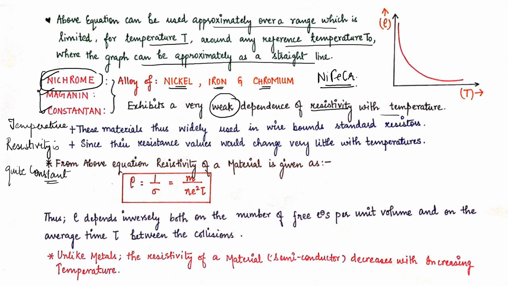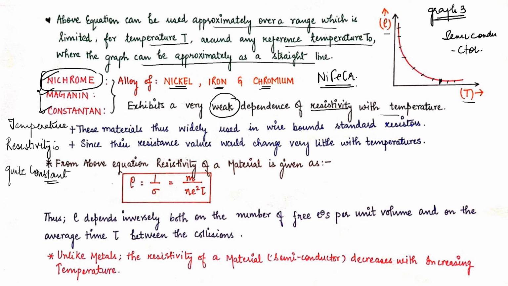This is also a very important question with respect to your board and entrance exams. Now, we'll see graph number 3 over here. This graph is for a semiconductor. It shows the relation between resistivity and temperature for a semiconductor. As temperature increases, the resistivity decreases, and it decreases in such a way that after a certain point, the amount of decrement becomes lesser and lesser.